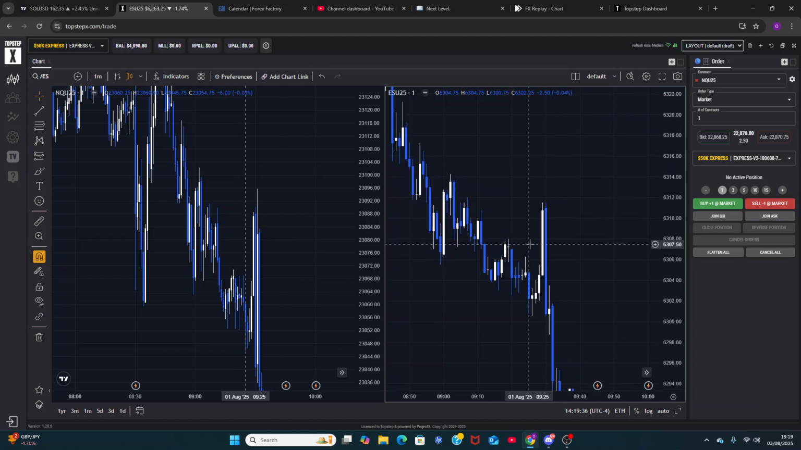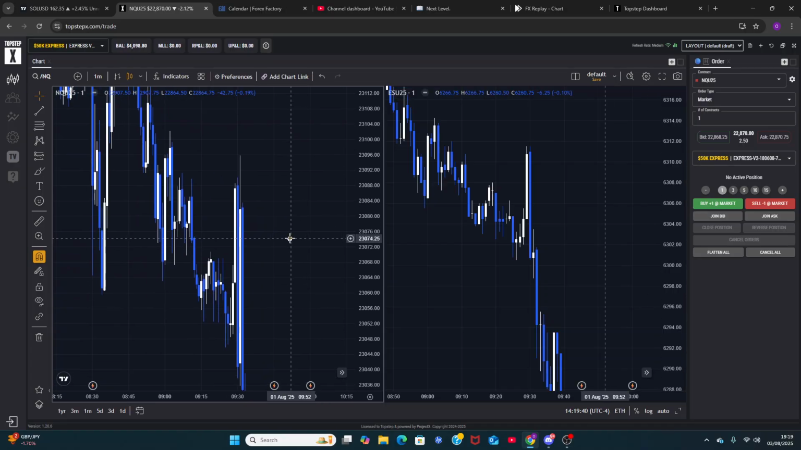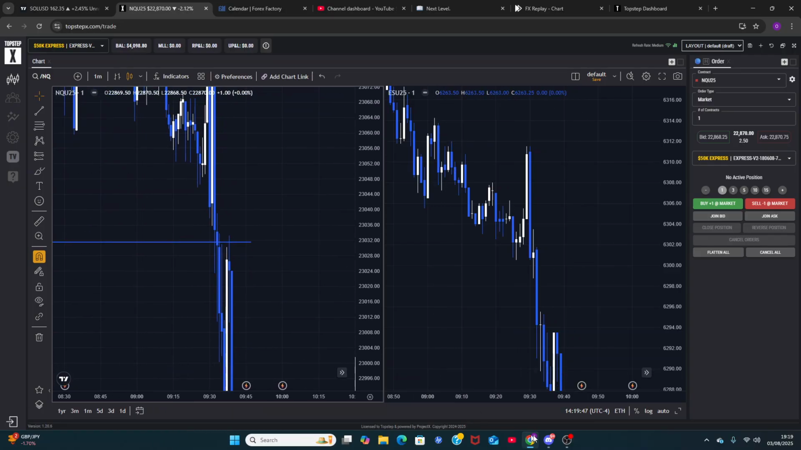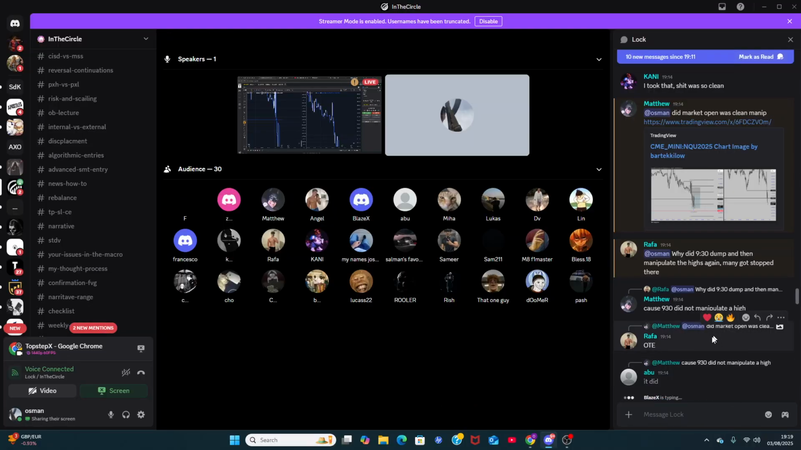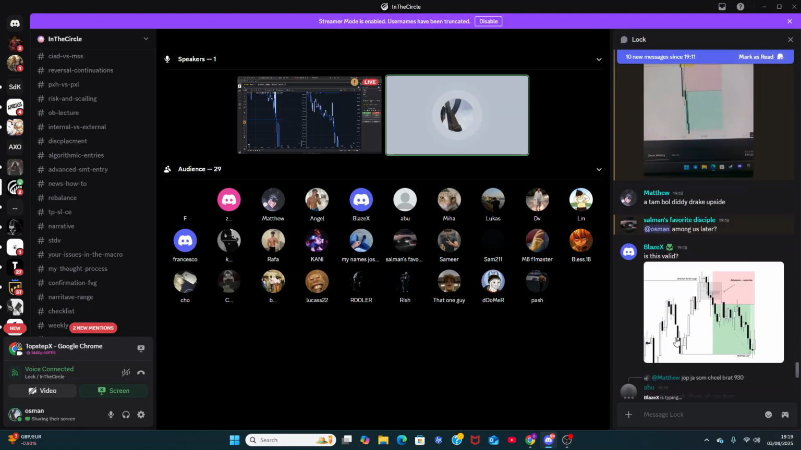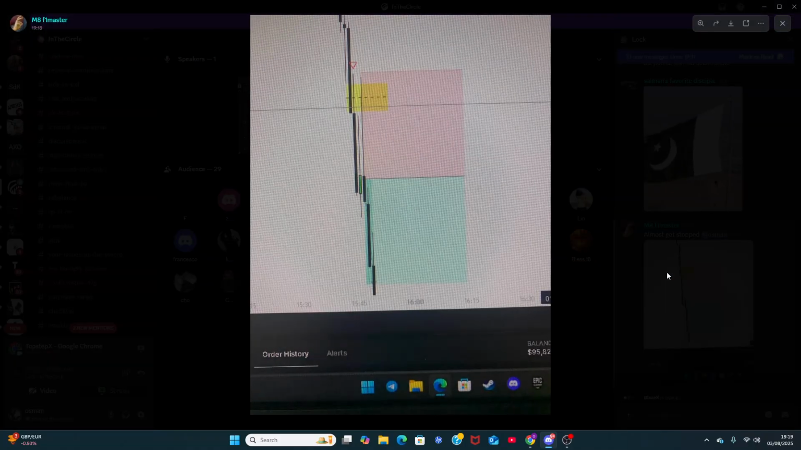ES was way cleaner, right? ES was so much cleaner. The ES just dumped actually. NQ was just a bit choppy. I mean, NQ opened up, took out this high, but there was just one little high as well. Filled the order block, then dumped. Yeah, exactly. There you go. There's a Pakistani flag there, bro. Almost got stopped.